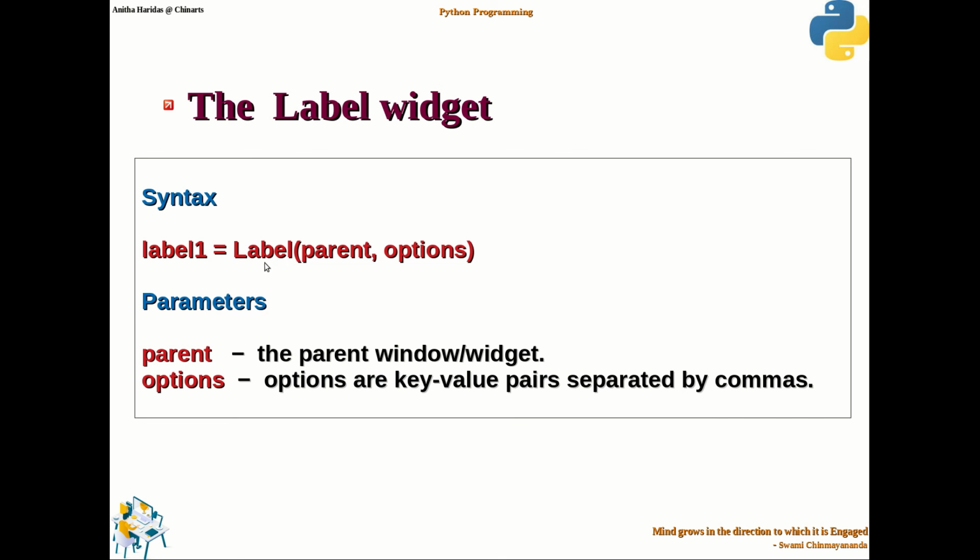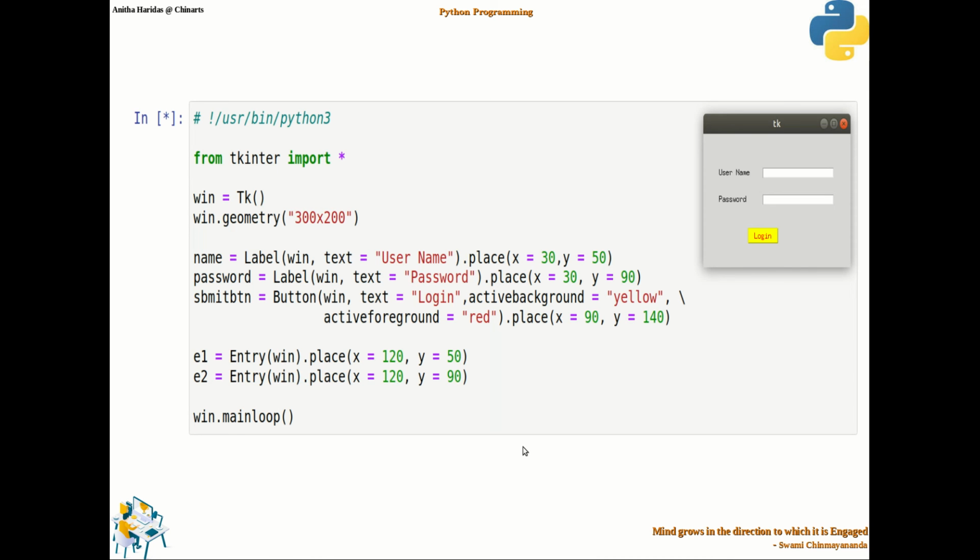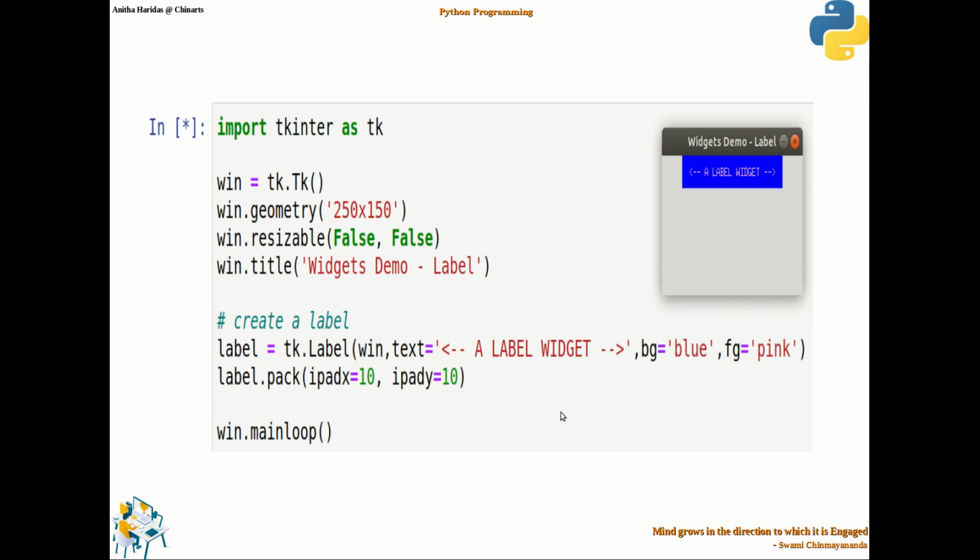Label is the object creation name, or let me say this is the class name, or you call it as the constructor, whatever it is, right? And the first argument will be the parent window or the widget, following which you can have key value pairs of options which will be separated by commas, right? And this is a better example. You can have username and password as the caption for these two entry boxes. So this is one example which we had seen now.